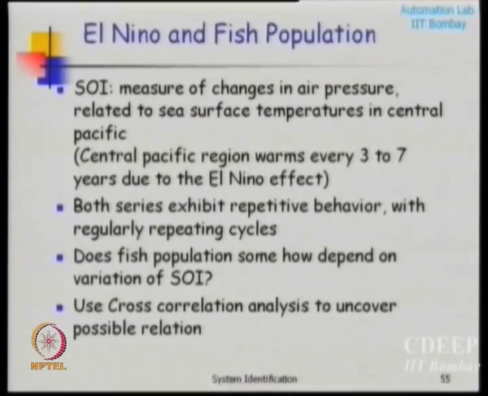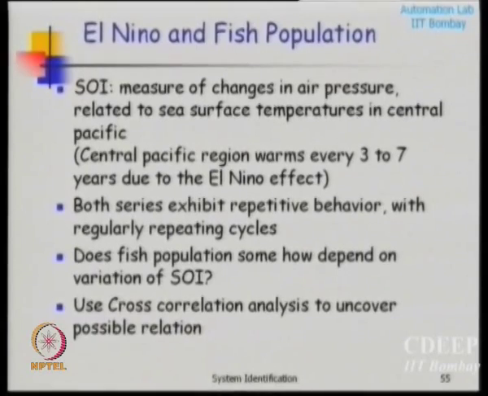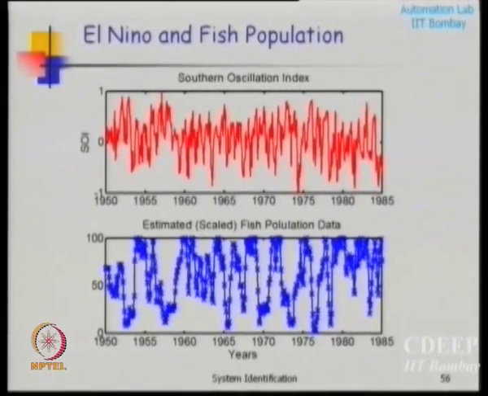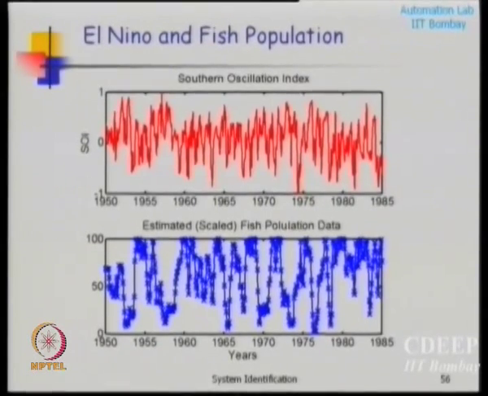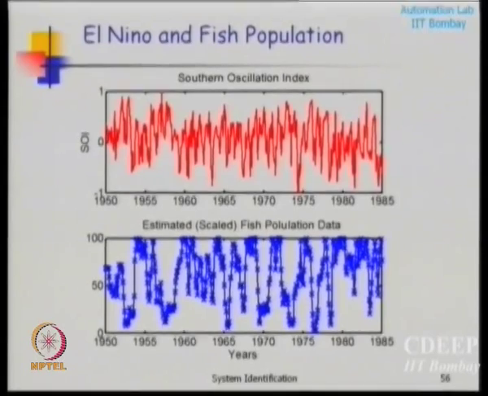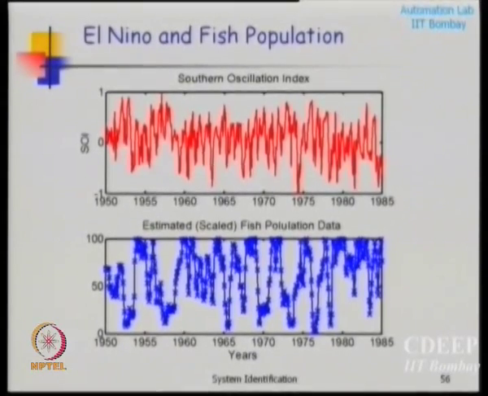Okay, so the way to do this is to find the cross correlation between these two series. Now, these are the two series. The first one is the Southern Oscillation Index, and the other one is fish population. This is data taken from 1950 to 1985, and the second one is also 1950 to 1985. This is monthly data, fish population every month.